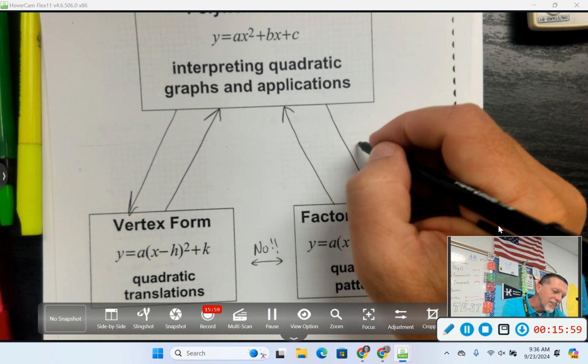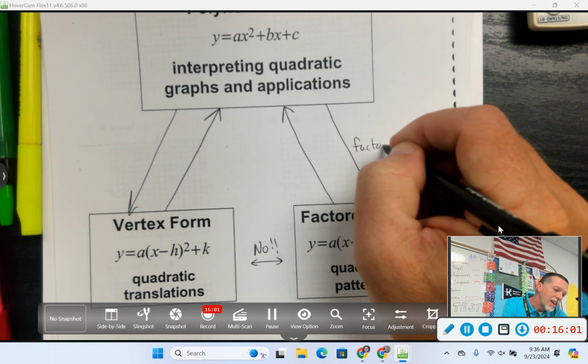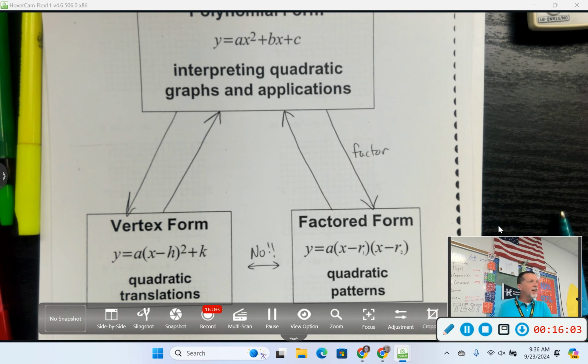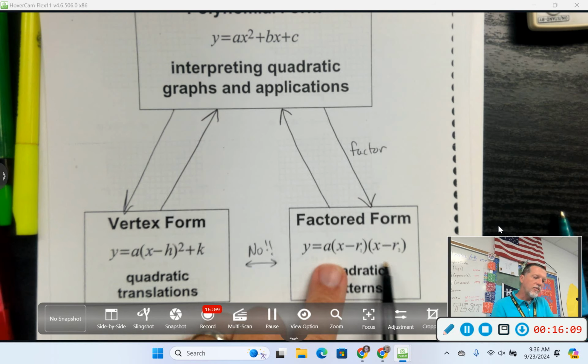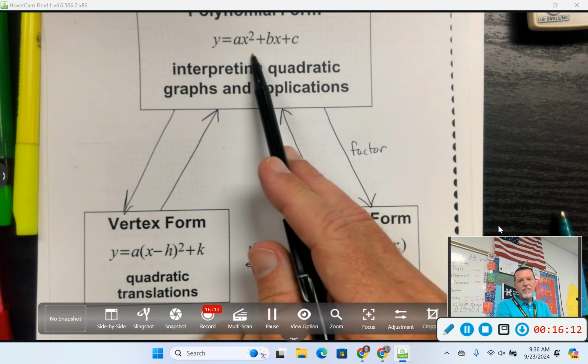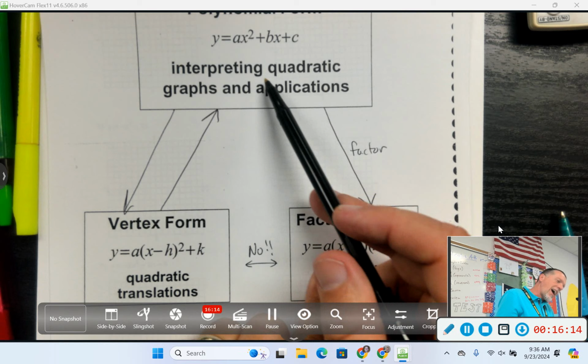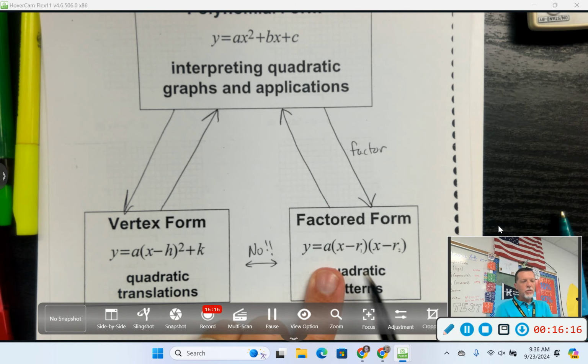He would have to factor it. So if it's not factored and you want it in factored form, well, factor it. Got it. What about going the other way? What if it's factored and you want it to look like this? What would you call that? What would you have to do to go this way?